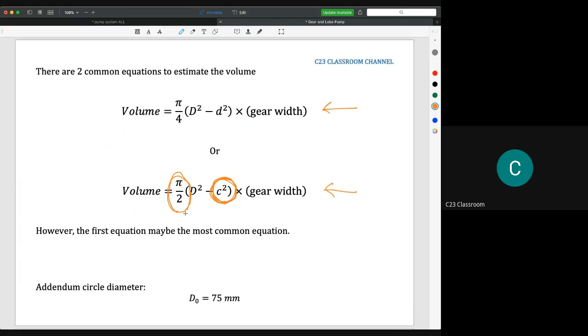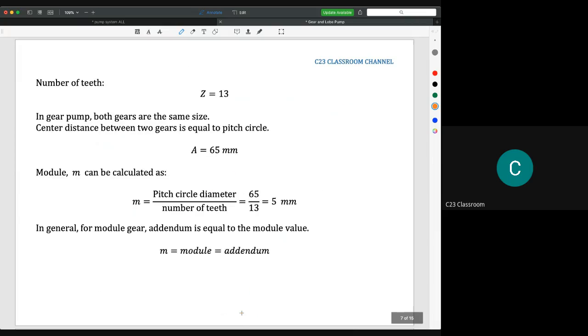Okay, and then let's try to calculate with both equations. For example, from the question, we know that the addendum circle diameter is 7.5 millimeters, and the number of teeth is 13. And we know that the center distance of the two gears is equal to 65 millimeters. Okay, so this is the data that we get from the question.